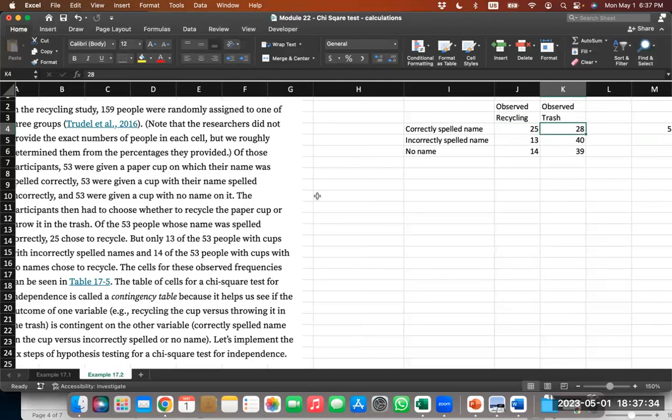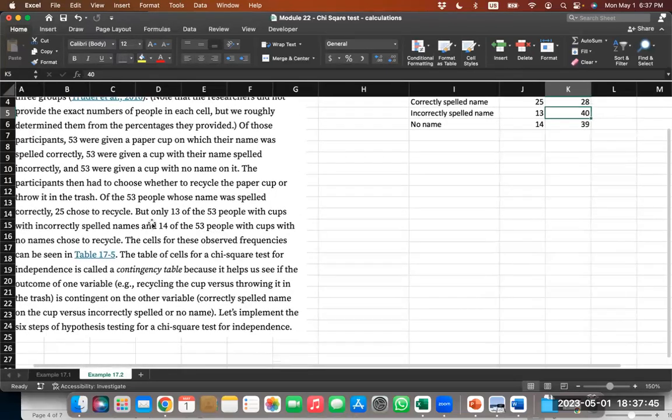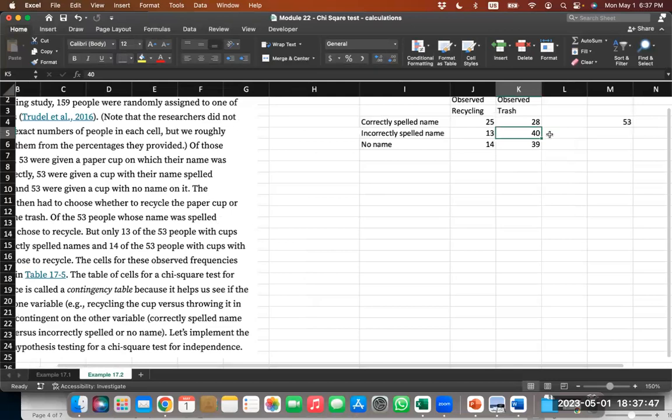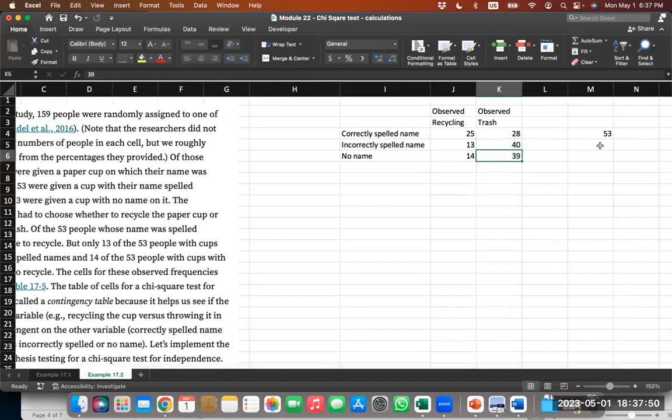Then you have 53, only 13 with an incorrectly spelled name printed on it recycled it, 40 trashed it. And now you had those with no name on it, 14 people recycled, 39 trashed it. So this gives us a total, a so-called marginal total, and I'm flagging this name because that's a technical term. It's a marginal total that adds up to the allocation to the respective groups. So that's random allocation to either of these groups. So that's balance between all three groups.